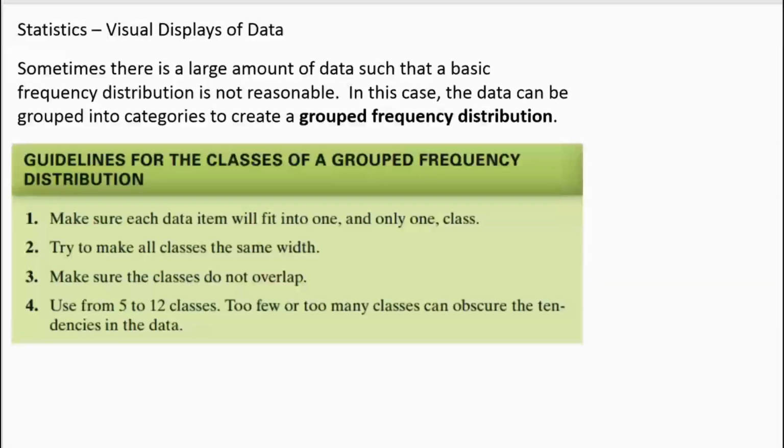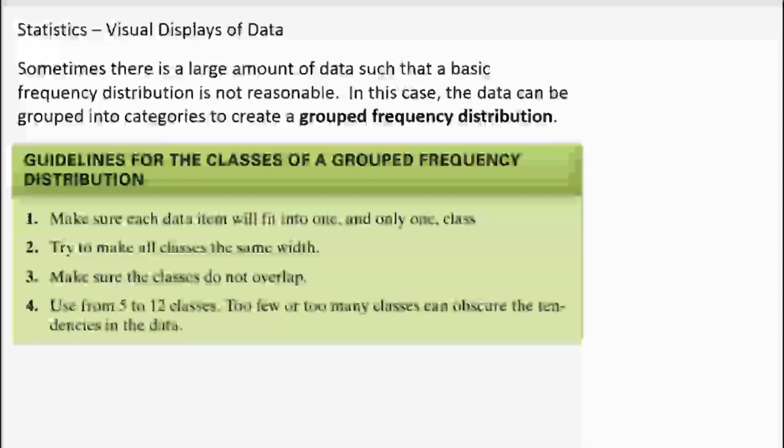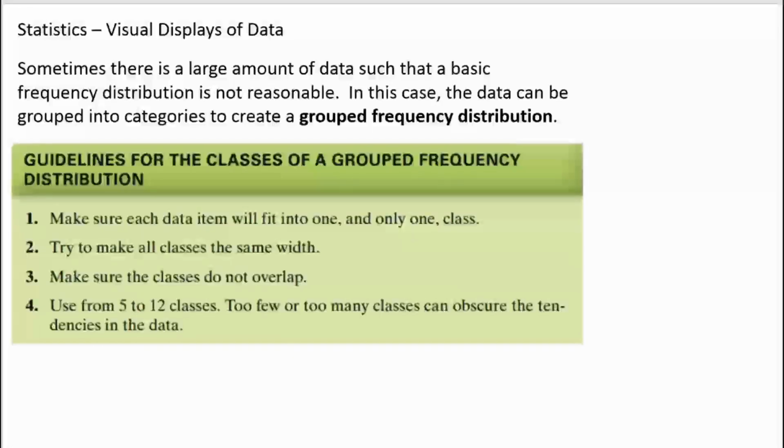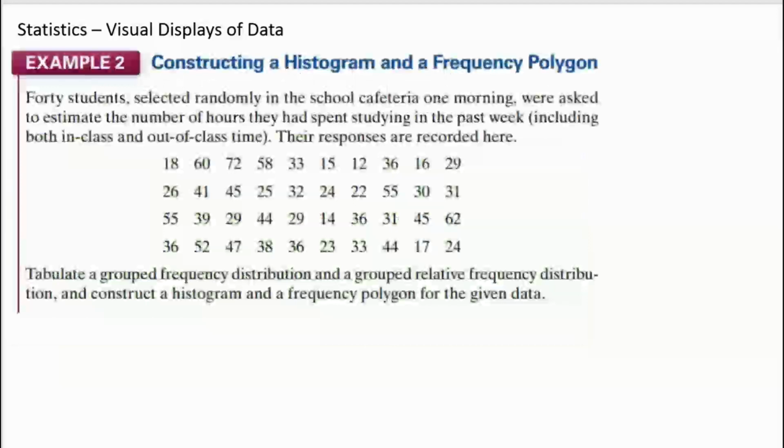Number 4, use from 5 to 12 classes. If you have too few groups or classes, it's hard to see what's going on with the data, and if you have too many, it's really hard to see what's going on with the data. So try to pick between 5 and 12, but also you want to do what's convenient about the data as well. So in example 2, this is exactly what we're going to do.